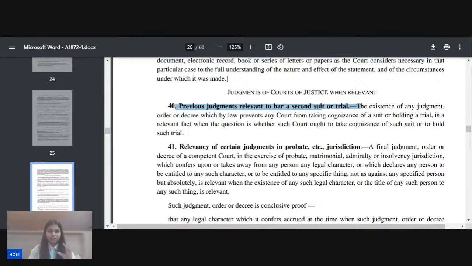If you read section 40, do you think it is reflecting something? Have you read such provision somewhere else in any other statute? So section 40 to 44 is talking about judgment of court of justice when relevant, but do you feel section 40 is reflecting some other thing also? We have read section 40 somewhere else also. No answer. Is section 40 reflecting some other doctrine which we have read in any other statute? Previous judgment is relevant to bar a second suit or trial.